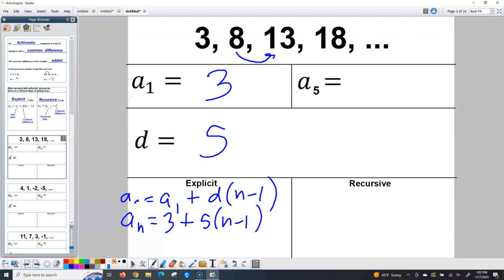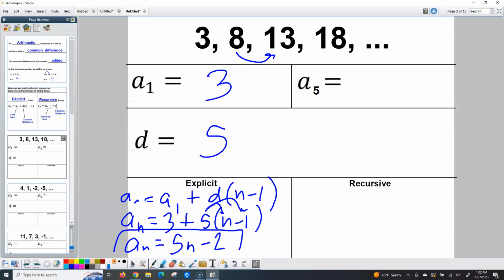That is a completely appropriate answer. Most of the time, they're going to distribute that 5 out. So do that and then combine all the like terms. So I think you'd get, what, 5n, and then -5 plus 3 would be -2. I think that's what that would be.